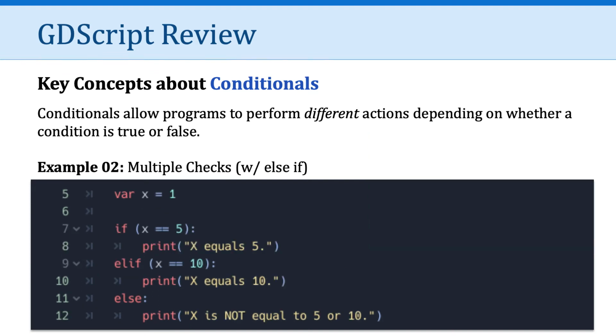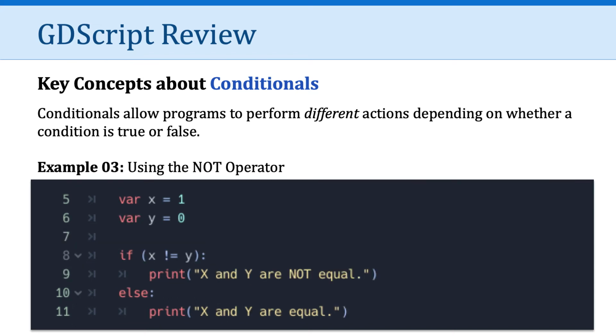What if we need to check more than one condition? Well, we can do that in Godot by using something called an elif or an else if. So take a look at line 7. It says, if x equals 5, do one thing. Elif, line 9, x equals 10, then do something else. And if neither of those are true, then we have the end else condition, which says do something else. And we can use as many elif statements as we want in our if-else statement.